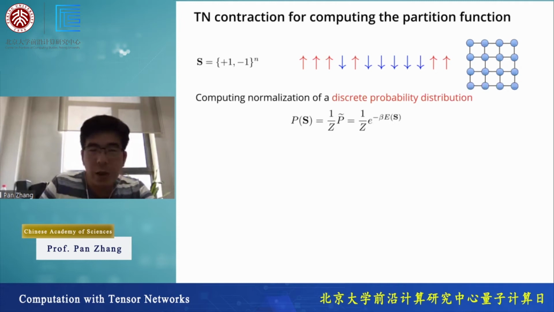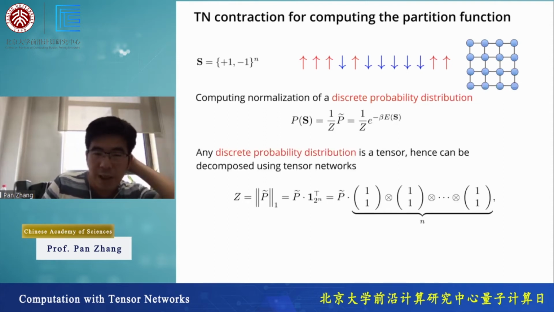I wrote it as 1 over Z times p tilde. The p tilde is the unnormalized distribution, so I will refer to it in this way. It's basically 1 over Z times e to the power beta e to the s. The first observation would be that p tilde is nothing but a giant tensor. Why do I say this? Because p tilde has 2 to the power n components, right? If we fill every component, we will result in a scalar. So p tilde is nothing but a giant tensor with dimension 2 to the power n.